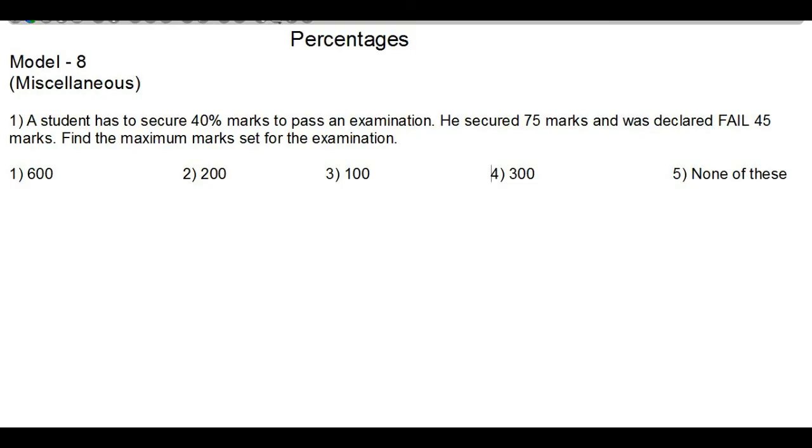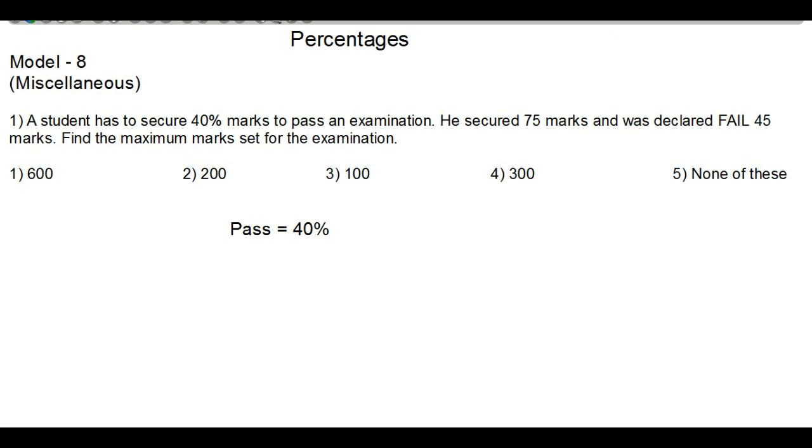Let us look at the first question. A student has to secure 40% marks to pass an examination. He secured 75 marks and was declared fail by 45 marks. Find the maximum marks set for the examination. Now, we know that the pass percentage is 40 because a student has to get 40% marks to pass this exam. Now, he has got 75 marks and he failed by 45 marks.